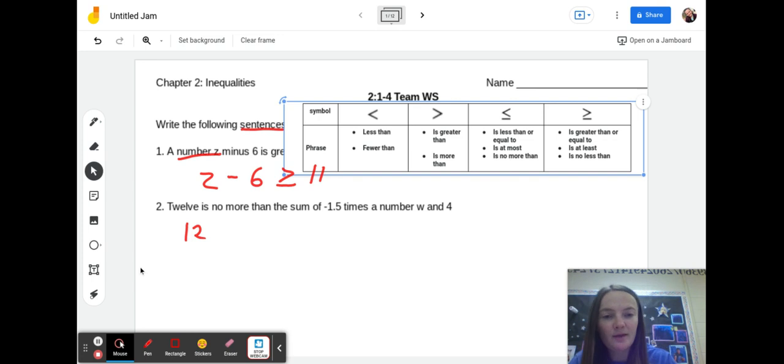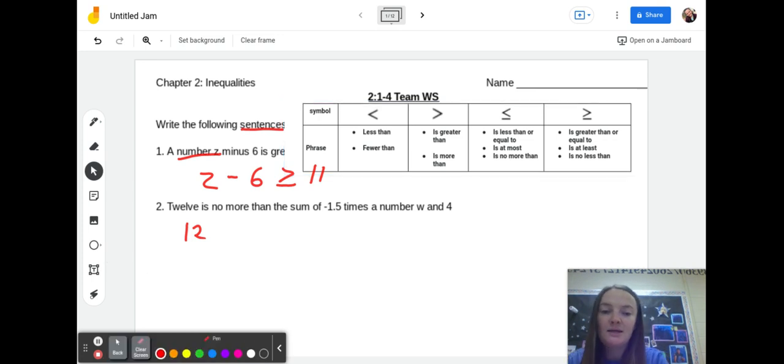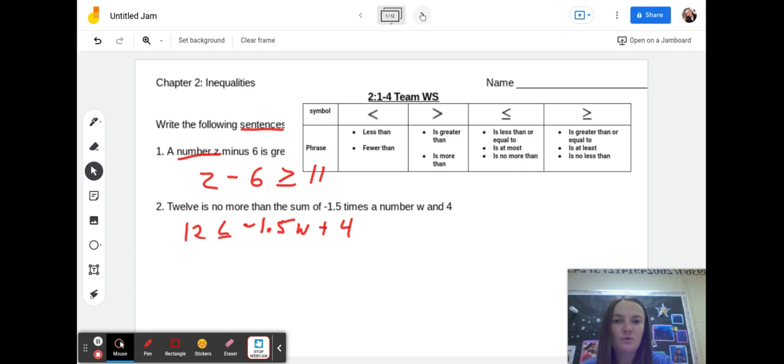So if something is no more than, we are going to write that as less than or equal to. So 12 is less than or equal to the sum. Sum means addition. The sum of negative 1.5 times a number w and 4. Let's write negative 1.5 times w, or negative 1.5w. And it says the sum, so I want to say negative 1.5 times a number w and 4. A sum is addition, so I must mean plus 4. So that is something you're going to be responsible for, taking a sentence and turning it into an inequality. Okay, let's keep on moving.